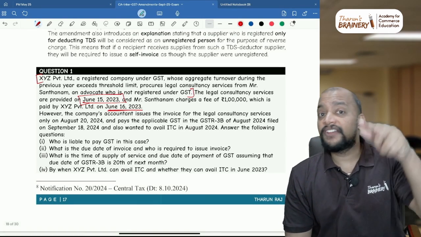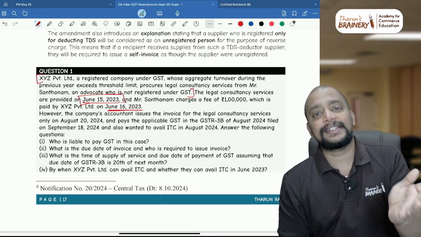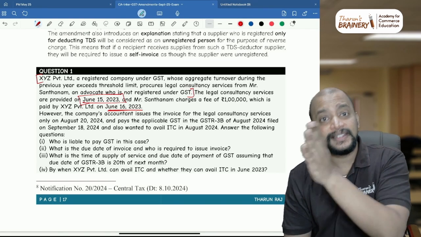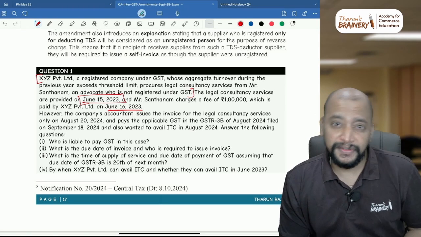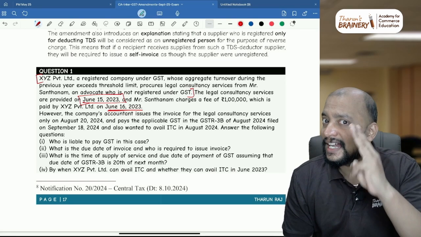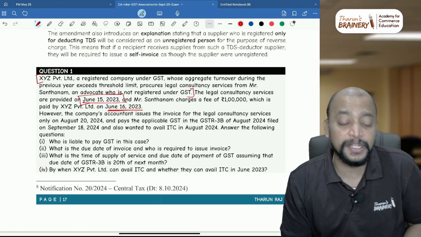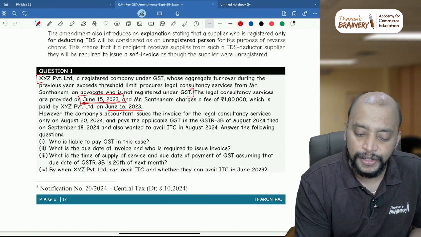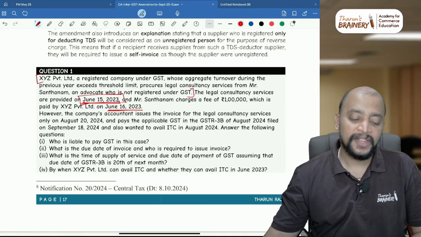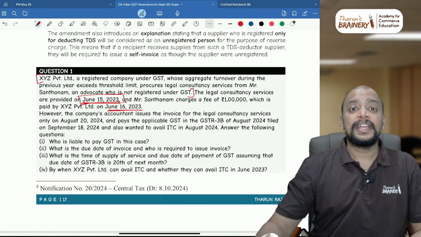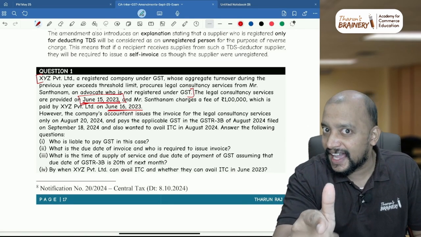However, the self-invoice needs to be given in this case. Why self-invoice? The supplier is unregistered, the recipient is registered, and the recipient has to give the self-invoice, correct? What is the time limit within which the self-invoice is to be given? Within 30 days from the date of receipt of goods or services. What is the date of receipt of goods or services? June 15, 2023. From there you take 30 days, that is July 15, 2023, the time limit by which the self-invoice needs to be given, correct?